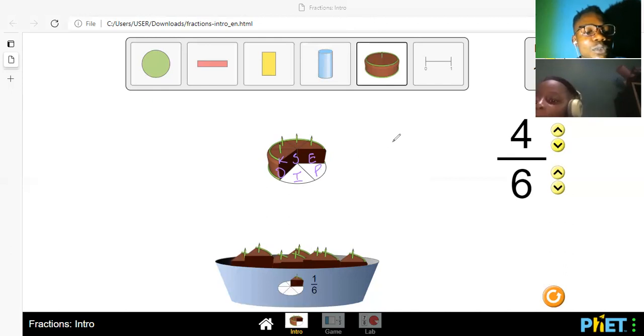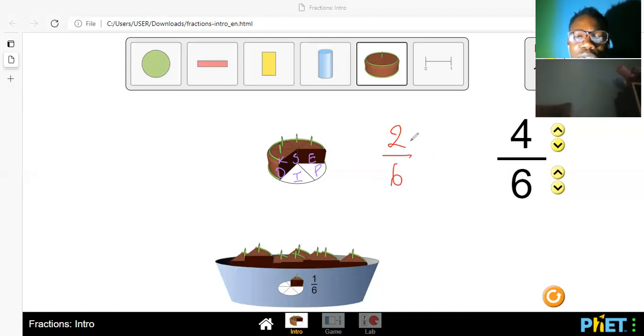6 over 6? Did you say 6 over 6? No. How many are all the students? How many are all the spaces that you have here? There are 6. And we gave 4 out of them. So how many is remaining? 2. So it's 2 out of 6 that we've not given, but we're giving 4 over 6. So it's supposed to be 2 over 6.